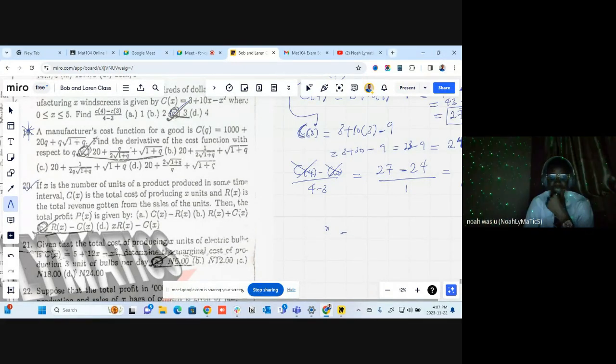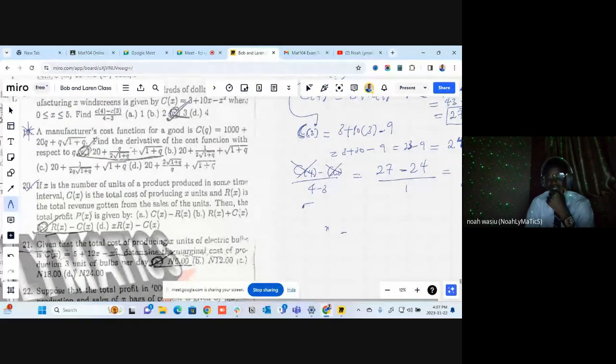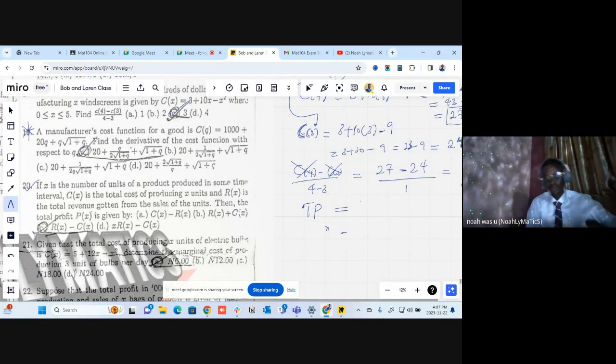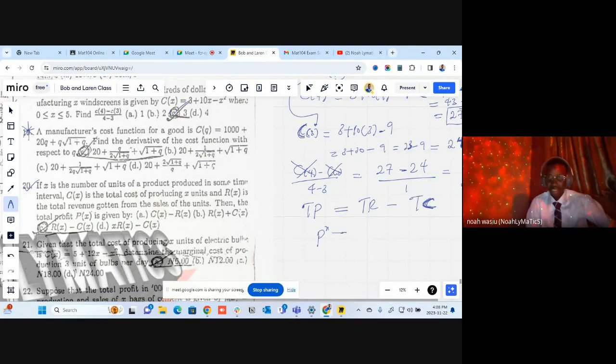Number 20 says we have C of X to be the total cost. R of X is the total revenue, right? So then what is the formula for the profit function? What's total profit? I just gave you the formula. I said total profit is always equal to total revenue minus total cost. Profit is equal to revenue minus cost. Always remember. So that is P equals R minus C.